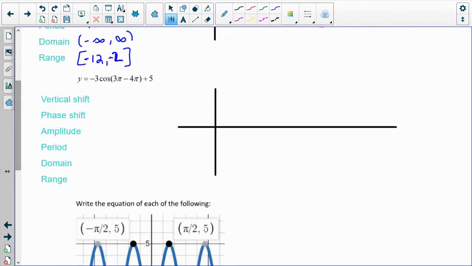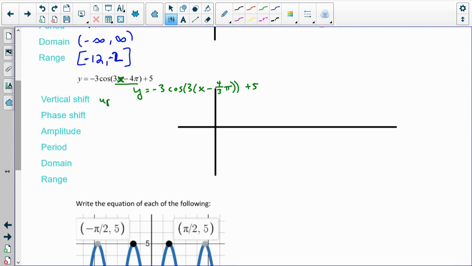Finally, once again, I see that I have something that's not factored out. So y equals negative 3 cosine of 3, that should be an x, or else that would not really be that interesting to graph. It would actually just be a constant. So x minus 4/3 pi plus 5. So I factored out a 3 and I get 4/3 pi over there.